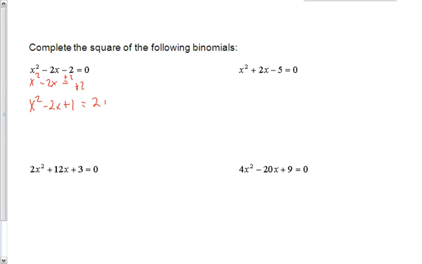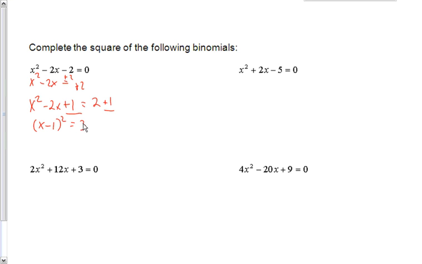This side is 2 plus 1. The idea is you add it here, but you've got to add it here too. You've got to keep the balance. So what we just made will factor to (x minus 1) times (x minus 1), so it's (x minus 1) squared, and that equals 3.